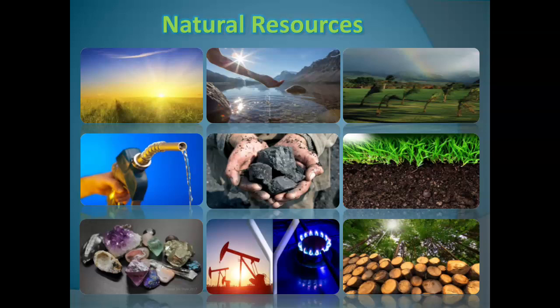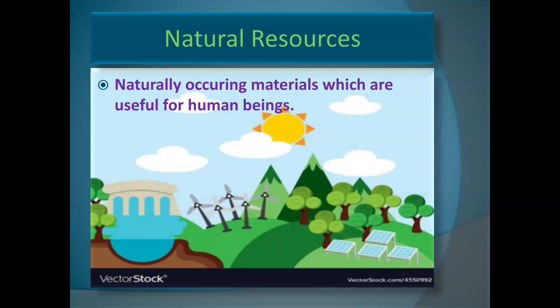Now let's get into the term natural resources. What does it mean? The naturally occurring materials which are useful for human beings or which can be exploited by human beings are known as natural resources. We can make use of these resources. Okay, look at this picture. Here you can see some solar panels. What is its use? It can make use of the sunlight and produce electricity. So you can make use of the sunlight.